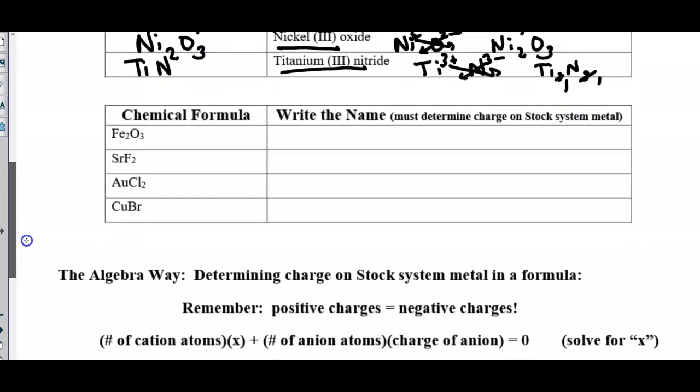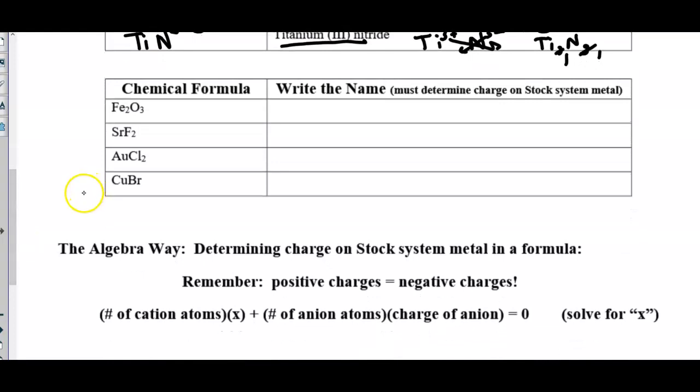Okay, so down here we're going to write the name. Now this gets a little more complicated because I have to figure out what the charge is on my stock system metal. So when I see this, I'm going to read this Fe2O3. Fe is iron, and I'll look at my periodic table and see that iron is a transition metal. It's not one of the exceptions, so I know I need a Roman numeral to report the charge. I'm going to write iron, and I'm going to leave some parentheses here to remind myself I need to go back and figure out what the charge is. And then this oxygen just becomes oxide like we've done before.